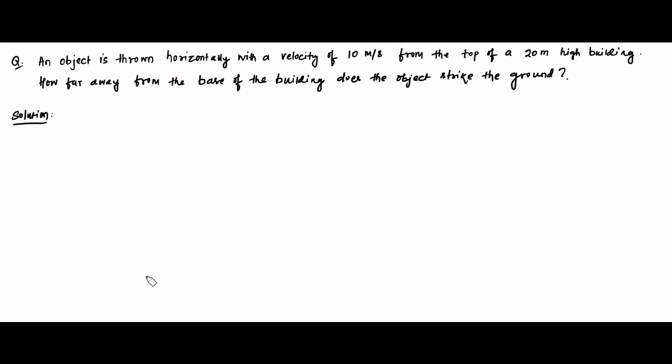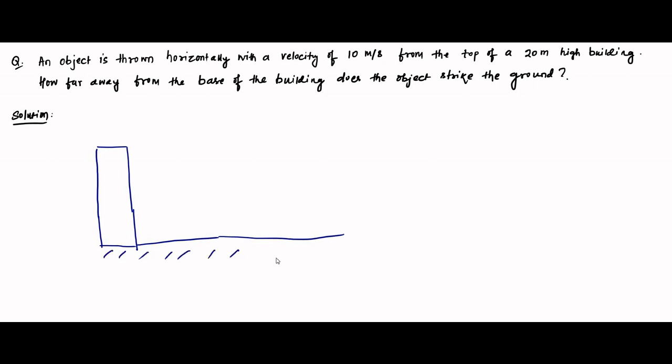Okay. So let us first draw the diagram. So we have a 20 meter high building. Okay, this, let's say, is the building. This is the base of the building and this is the ground. Forgive my drawing skills, they're not that good, but still I will try to manage. Okay, this is 20 meter, the height of the building.